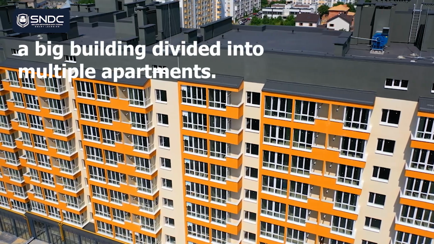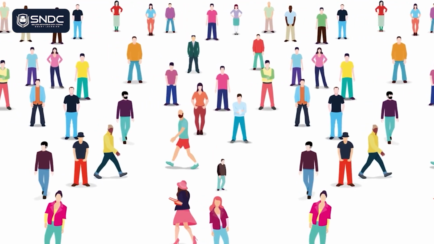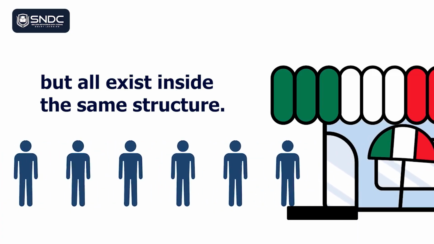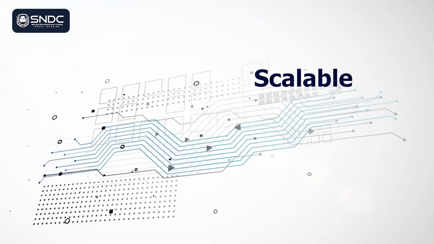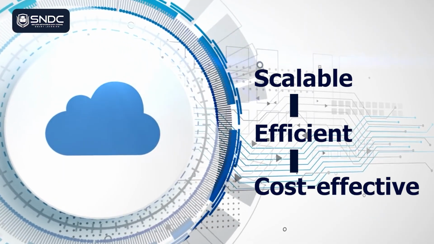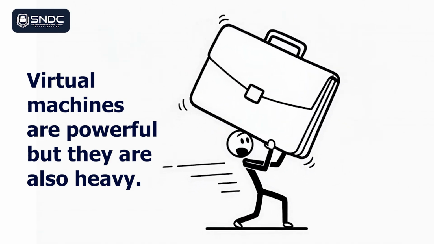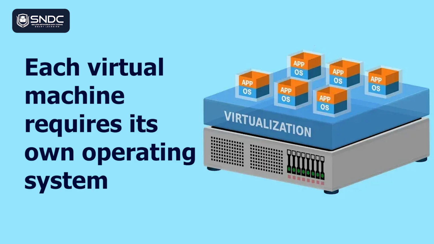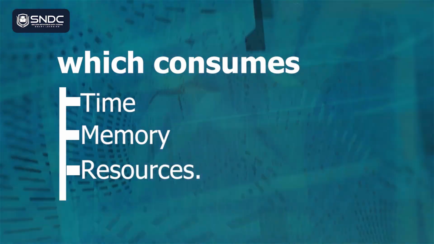Think of it like a big building divided into multiple apartments. Each apartment has different people and different activities, but all exist inside the same structure. That's exactly what virtualization does. It makes cloud scalable, efficient, and cost-effective. But there's one challenge. Virtual machines are powerful, but they are also heavy. Each virtual machine requires its own operating system, which consumes time, memory, and resources.